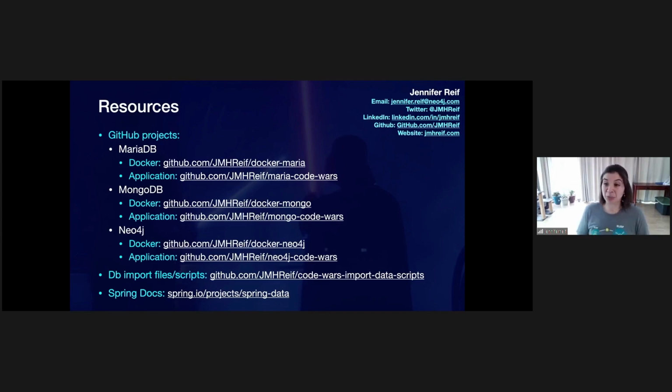And then all of the import scripts. So I've got Northwind data sets for each one of these databases. I've got instructions on how to get that loaded into your Docker file and all that good stuff. And then finally, the Spring docs, which will allow you to go into the Spring Data projects and dig into any data stores or backends you might be interested in connecting to. Spring Data makes it super powerful and very easy to do so.